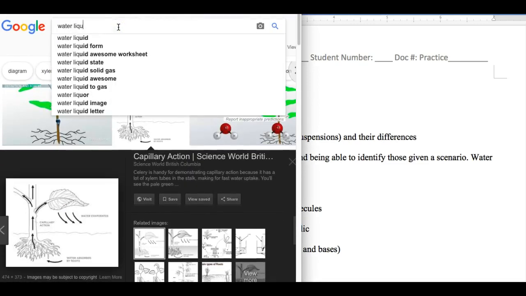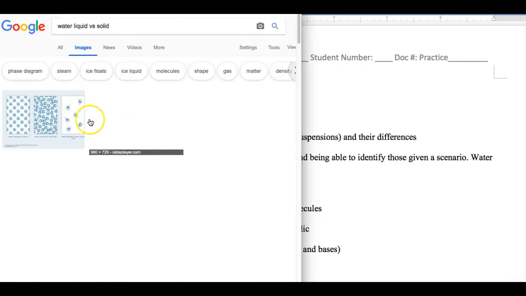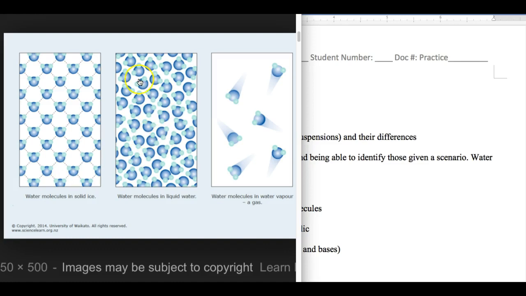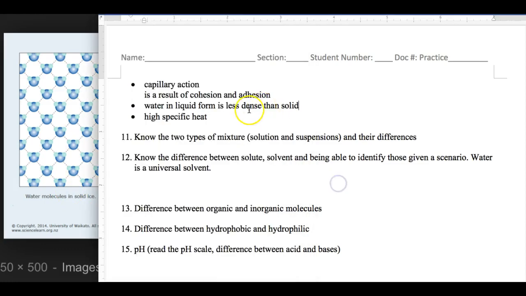Water in liquid form is less dense than solid. Water, liquid versus solid. So if you look at the structure of water molecules that are in liquid water, you don't have to form those very condensed solid structures, so it's more dense than solid water, which is ice. When ice is being formed, all those hydrogen bonds of water have to be arranged in this way in order for the ice to be ice, and that's what makes ice less dense. So this is also caused by a hydrogen bond.